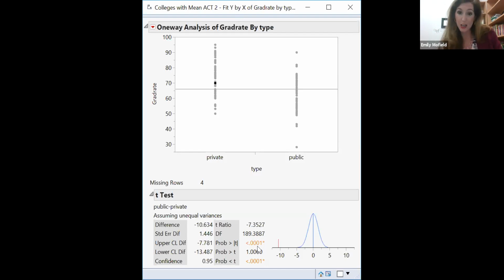There is a less than 0.0001 chance that I would have accidentally or randomly found this difference if the null hypothesis of the population were true. So this is a statistically significant difference. So I would report the t-value, the degrees of freedom, which Dr. Weimers and I don't understand why this is a decimal. We just don't understand. But you're going to report it as a whole number and you're going to round. So 189 is the degrees of freedom.